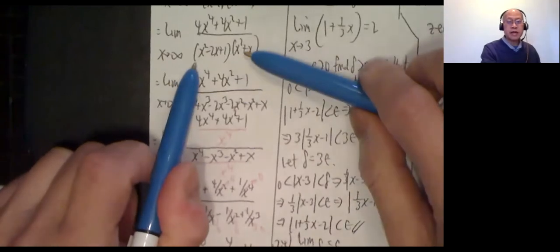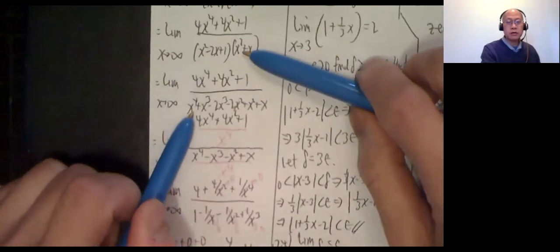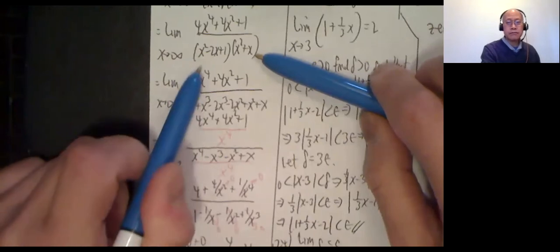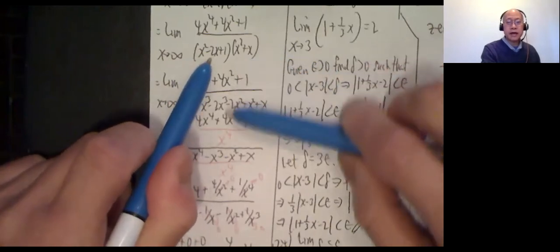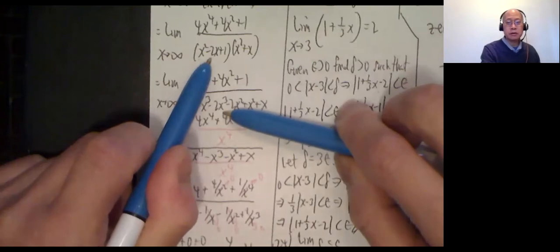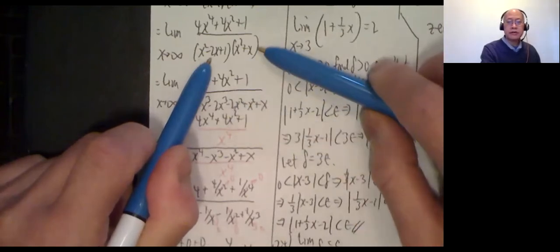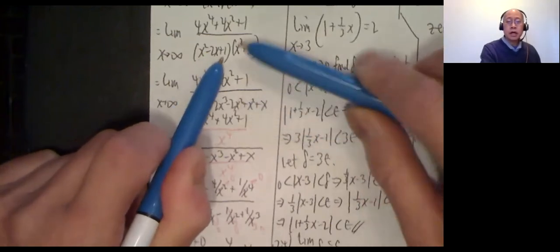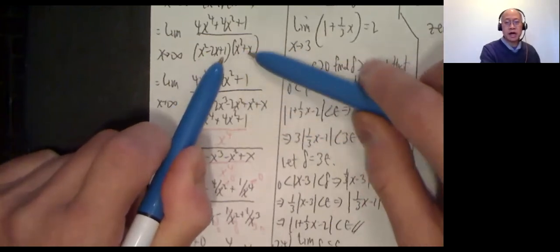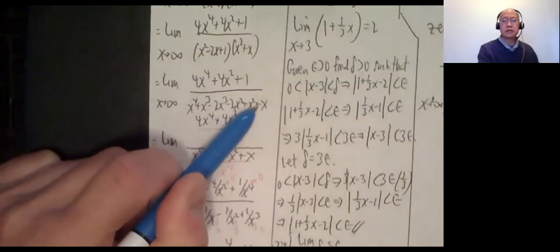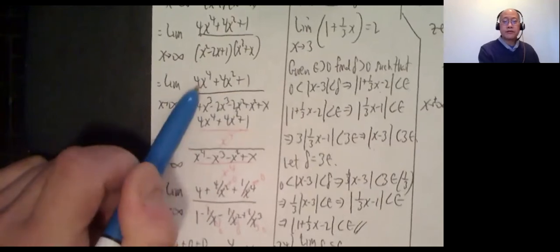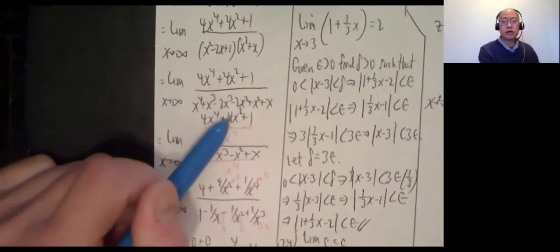So x squared times x squared is x to the 4th. X squared times x is x cubed. Negative 2x times x squared is negative 2x cubed. Negative 2x times x is negative 2x squared. And 1, well, when you multiply by 1, you just copy these, right? X squared plus x. Okay, so I've got 4x to the fourth plus 4x squared plus 1 on top.